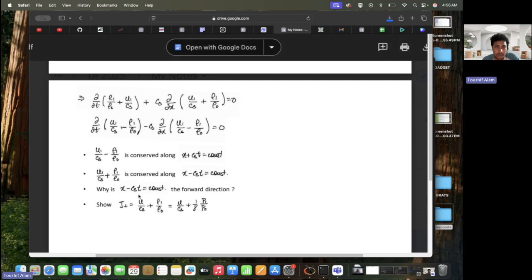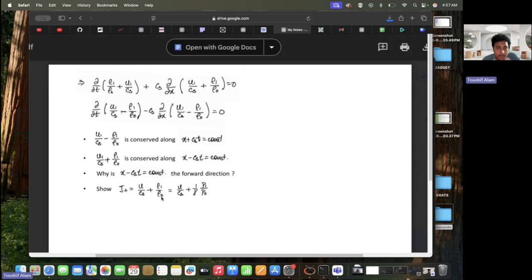So why is x minus Ct constant in the forward direction? You have seen the omega t minus kx. If you multiply this equation with k, then k Cs will be omega. This is the kx minus omega t. So why is this constant?